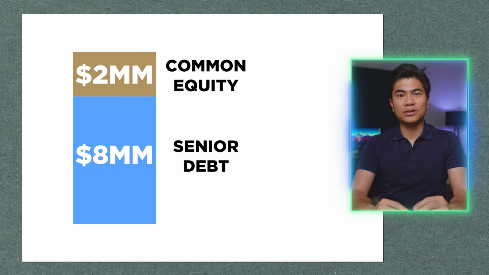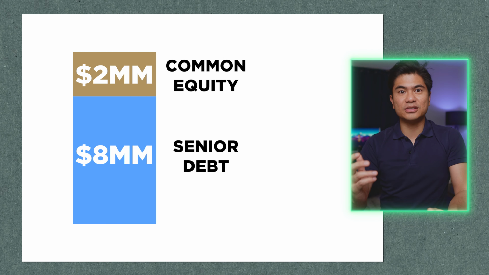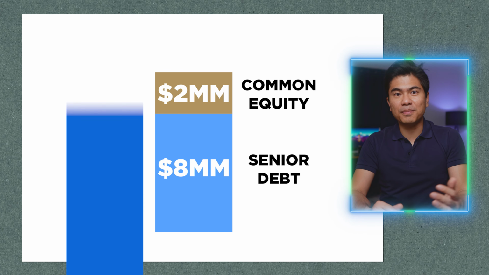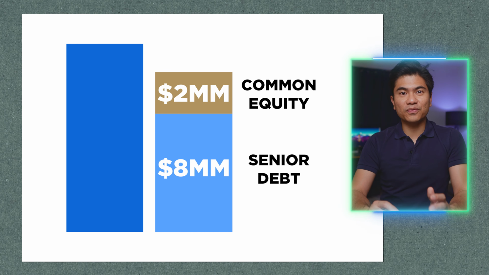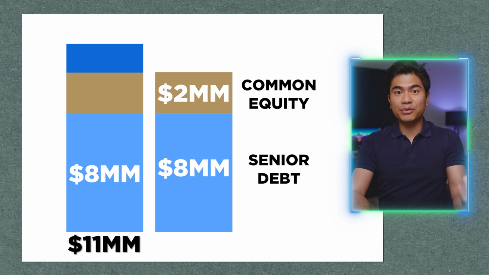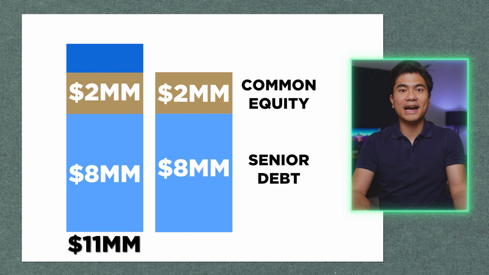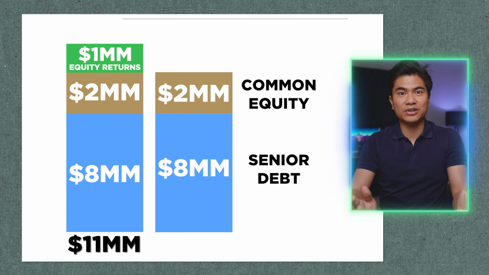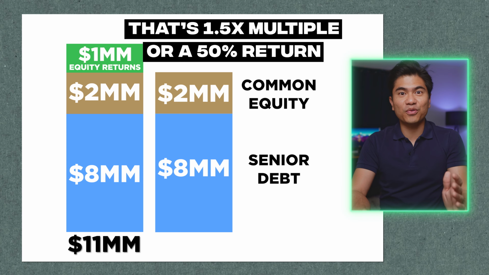Using our previous example, debt is $8 million and common equity is $2 million. Let's say the property appreciated by $1 million. If the property was sold for $11 million, debt gets paid back first for $8 million, then common equity receives its initial capital of $2 million back, and then it receives $1 million of equity returns. That's a 1.5x multiple or 50% return.